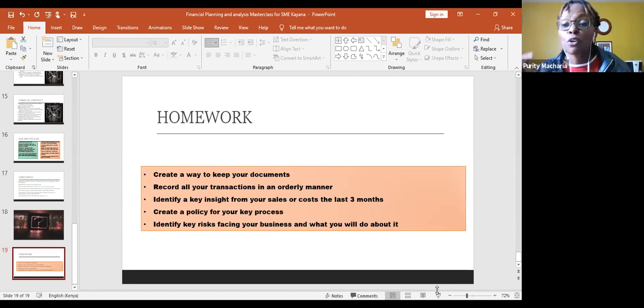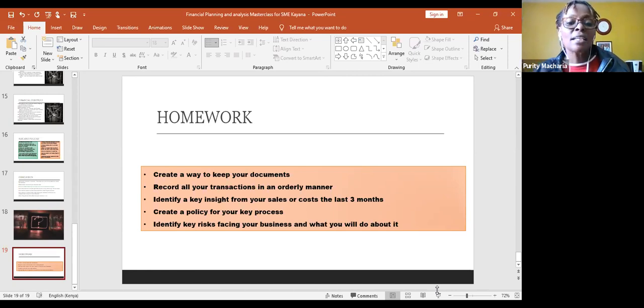Then, if you're not already doing that, you can also identify a key insight from your sales or costs that has happened in the last 3 months, depending on your cycle of sales. You can use the last month, or if your sales are very frequent, the last 3 months, or even the last year. It just depends on the frequency of your business. So look at that data and develop a key insight. Tell yourself, is the business growing? Is it declining? And then ask yourself, why, and so what?